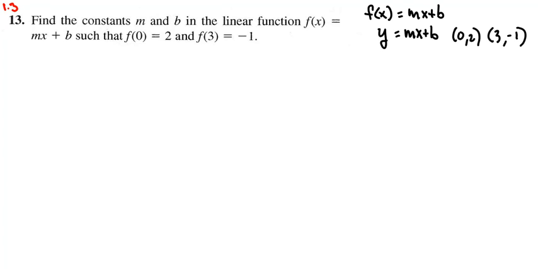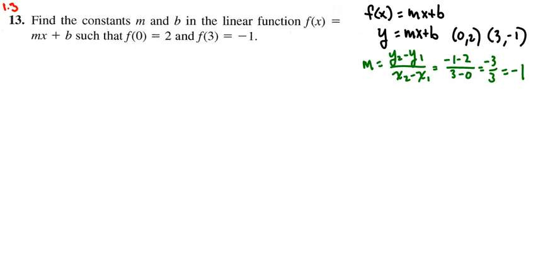So what we're really looking for is the equation of a line that passes through the points x is 0, y is 2, and x is 3, y is negative 1. And we go back to what we've been doing all along, which is find the slope of that line first. So our y2 minus y1 is negative 1 minus 2, and our x2 minus x1 is 3 minus 0. So you should see that that's going to give you negative 3 over 3, and that's equal to negative 1. So we have m equals negative 1.